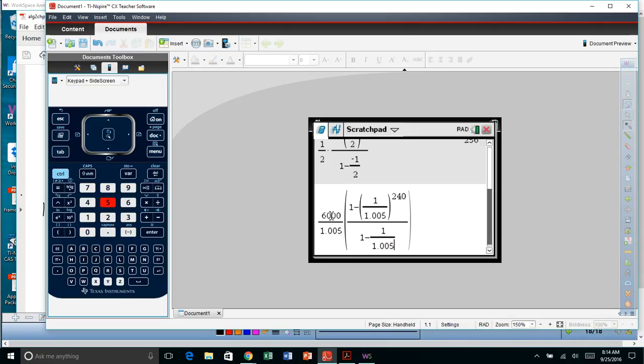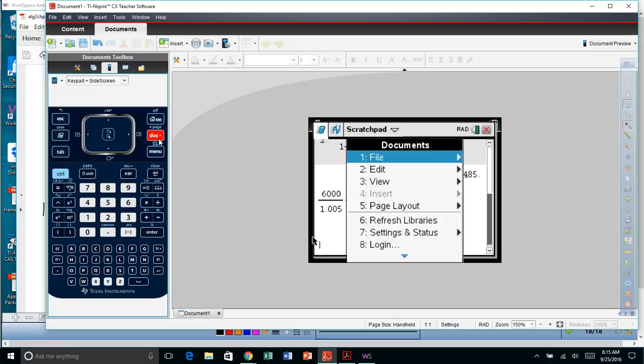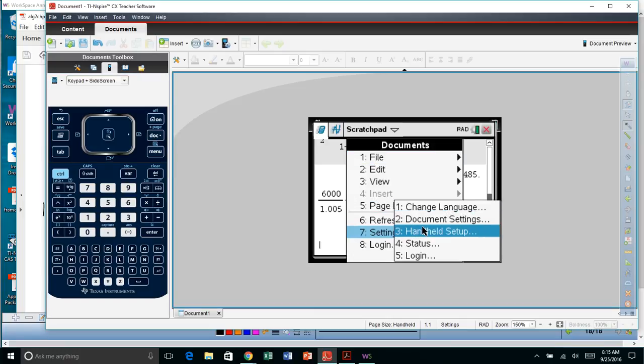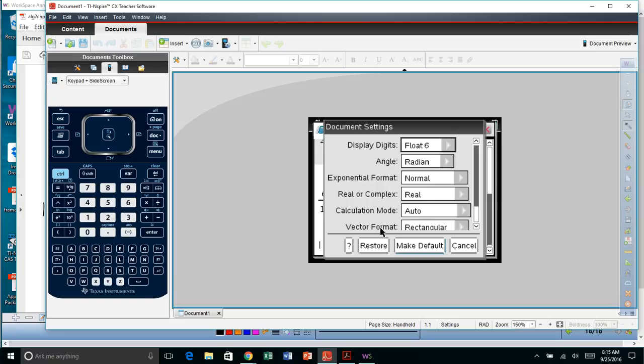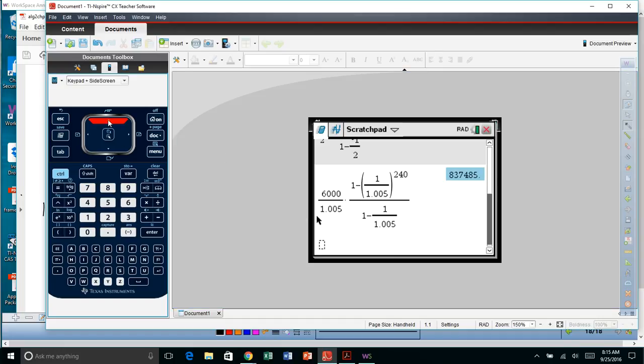Let's check our equation. 6,000 divided by 1.005. 1 minus 1.005 to the 240. Then 1 minus 1.005. All right, enter. So we get 837,485. And let's see, document settings, yeah. Float 6. We'll just put it on float. Make default. Okay. So let's go up there and grab that.